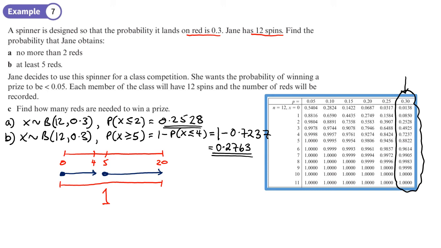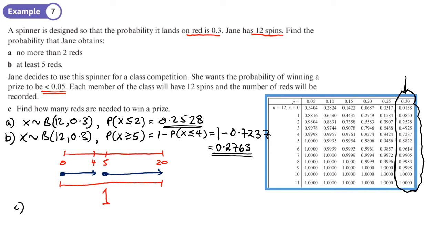Right, now part C, it says that Jane decides to use this spinner for a class competition. She wants the probability of winning a prize to be less than 5%, basically. Each member of the class will have 12 spins. Okay, so n is still 12, and a number of reds will be recorded. Find how many reds are needed to win a prize.